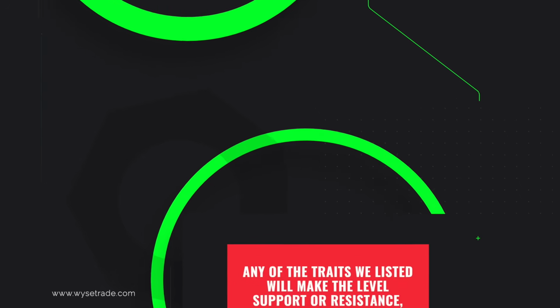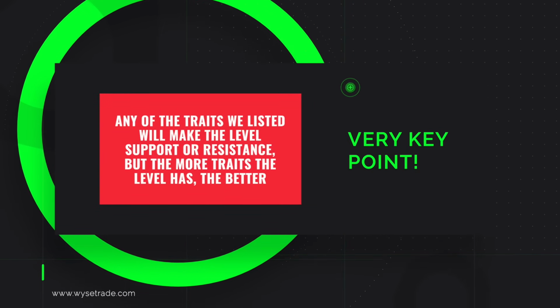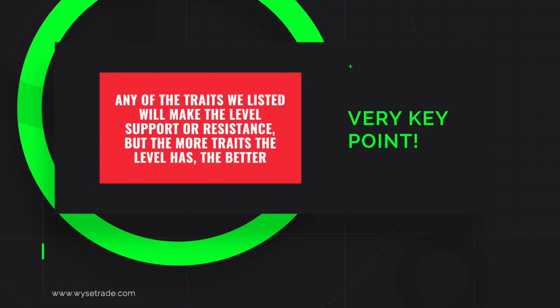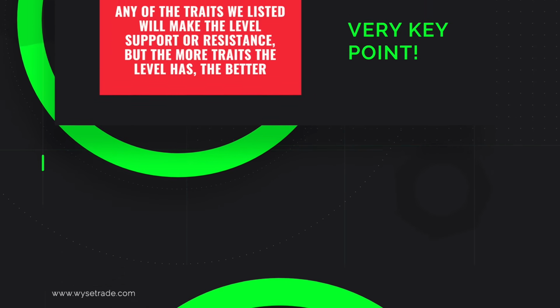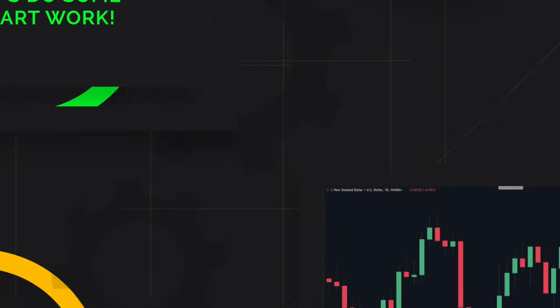Now, this is a very key point. You don't need all the criteria we just listed to make a level support or resistance. But the more criteria that the level fulfills, the better the level. So let's jump into the charts and break down each of these traits.